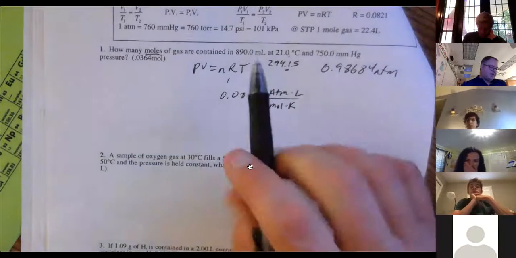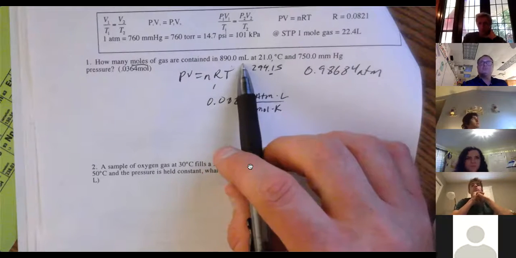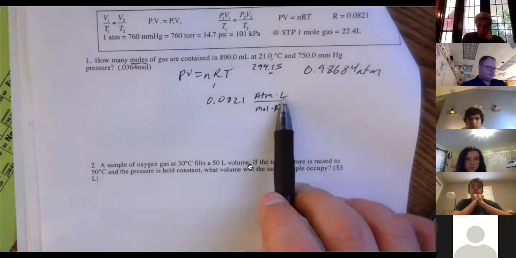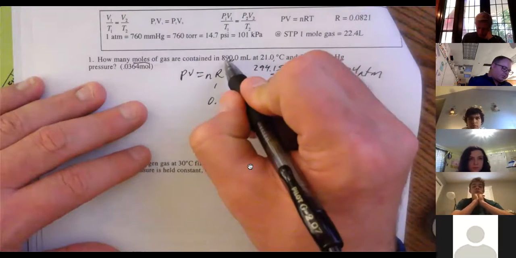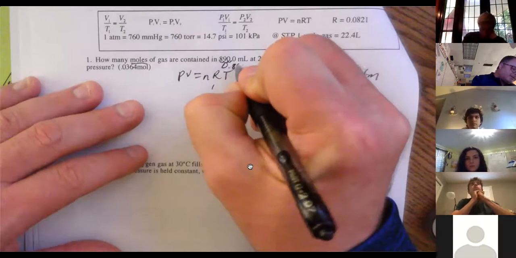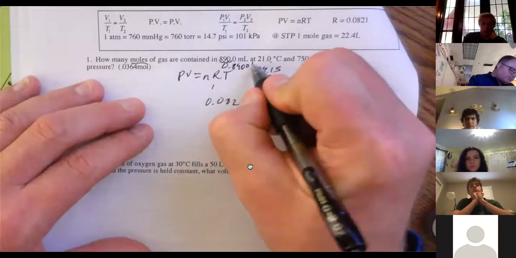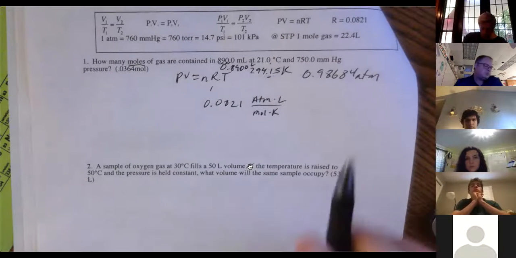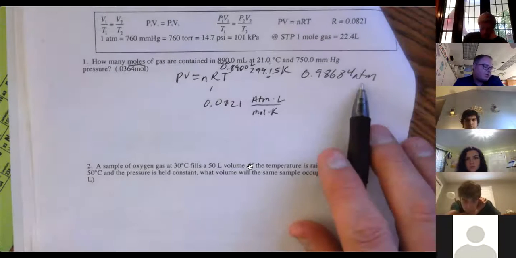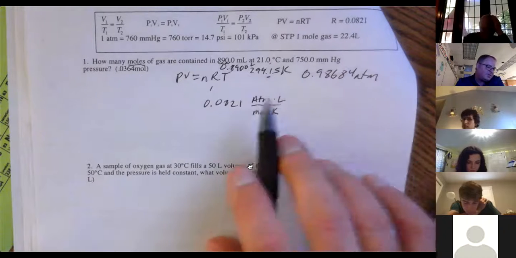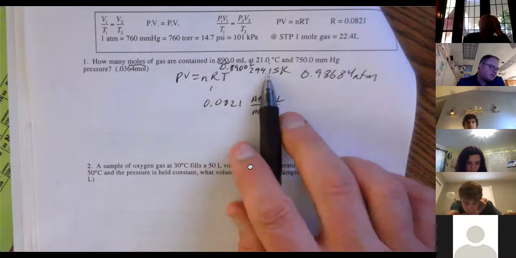And I got to change this 890 milliliters into what? Liters. Does anybody remember how I do that? I can move the decimal place over 3 times or divide by 1,000. 0.8900 liters. Technically, could you use one of the other R values if you didn't want to convert? The only one I wouldn't have to convert is atmospheres. I could use 62.4, but I still have to convert milliliters to liters and Celsius to Kelvin.